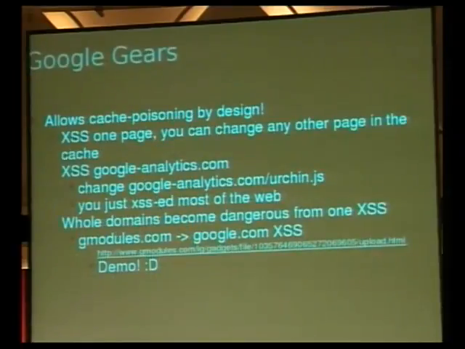But one of the more interesting things Google Gears allows is cache poisoning by design once you have an XSS bug somewhere. This is particularly interesting because a lot of different domains have trust relationships between each other by, for example, pointing script tags across domain. One of the ones I want to demo is a trust relationship between google.com and gmodules.com.